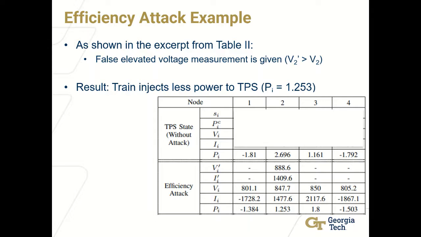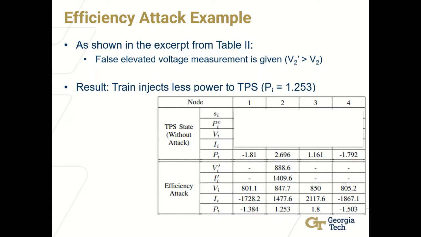If you look at node 2 in the P sub I rows, you'll notice that the amount of power returned to the grid is dramatically lower between the efficiency attack and the natural state. You'll also notice that the amounts of power in adjacent nodes is affected. So for instance, node 3 in the efficiency attack, because node 2 is no longer contributing so much, we actually see an increase in how much regeneration is provided from about 1.16 to 1.8.